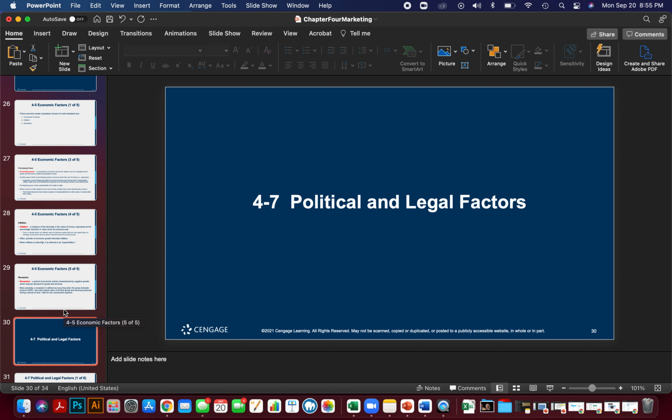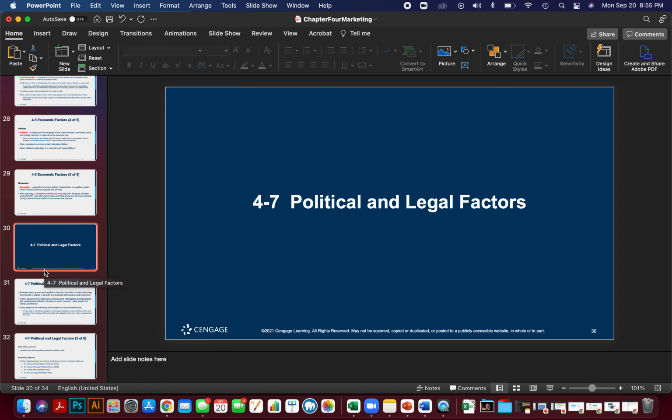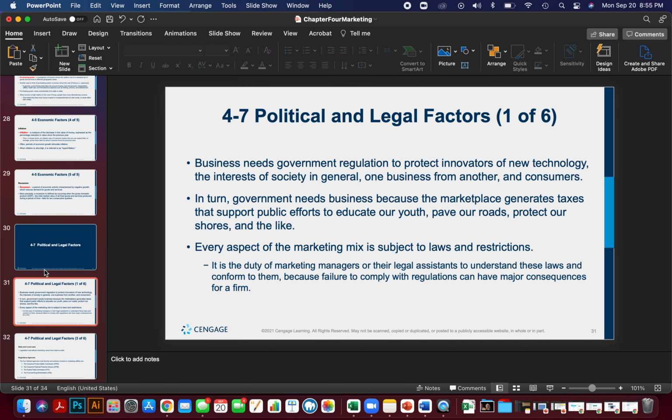There are political and legal factors that affect our overall economy and marketing initiatives. It's important to know that businesses need to look at government regulation. It's important for government to protect innovators of new technology and interests of society in general. Government needs businesses because the marketplace generates taxes, and every aspect of the marketing mix is subject to laws and restrictions.